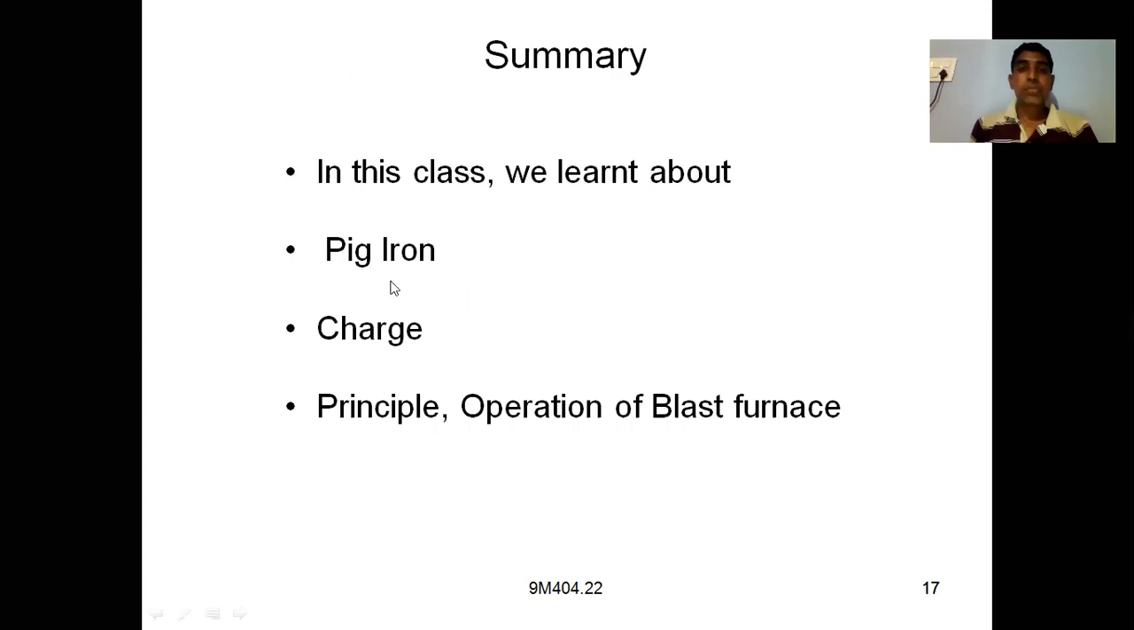See here, what we have discussed in this class? We have discussed what is pig iron, what is the charge, and what is the principal operation of the blast furnace, that is construction and operation and the reactions in the blast furnace, and what you are going to get at the end. That means what is the main product and what is the byproduct. So what is the main product? Pig iron is the main product of the blast furnace.